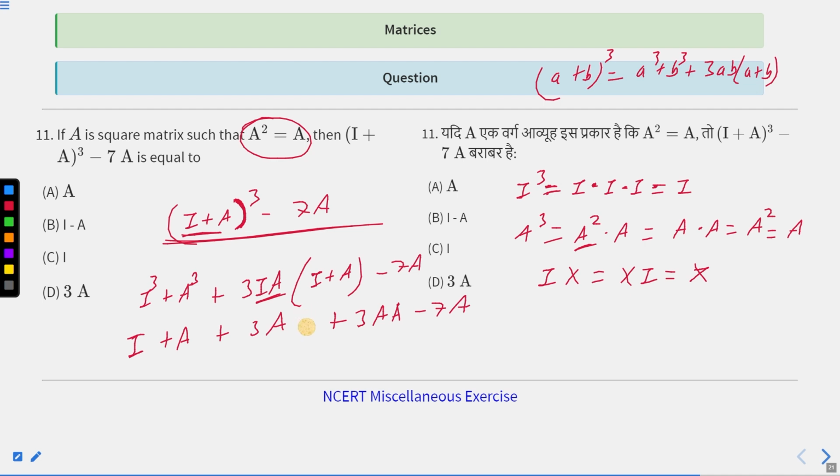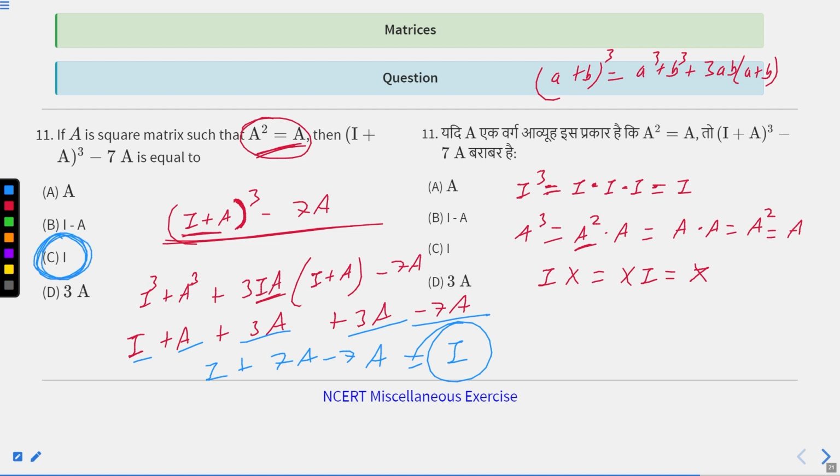A I will be just A, and A square will be A square, and A square is equal to A. Now I, A plus 3A plus 3A, you will have 7A minus 7A minus 7A. Eventually you will have just I left. So from this you can say your option C will be the correct option.